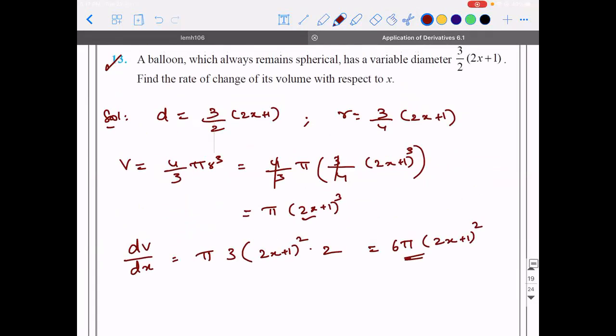No units. Sir, 3 by 4 will also be in the cube, right? Oh, sorry. I made a mistake. It should be here, right? Then 3 by 4 cubed and 4 by 3 will partly cancel. Then what will you get out? You will get 9 by 16 outside, right?